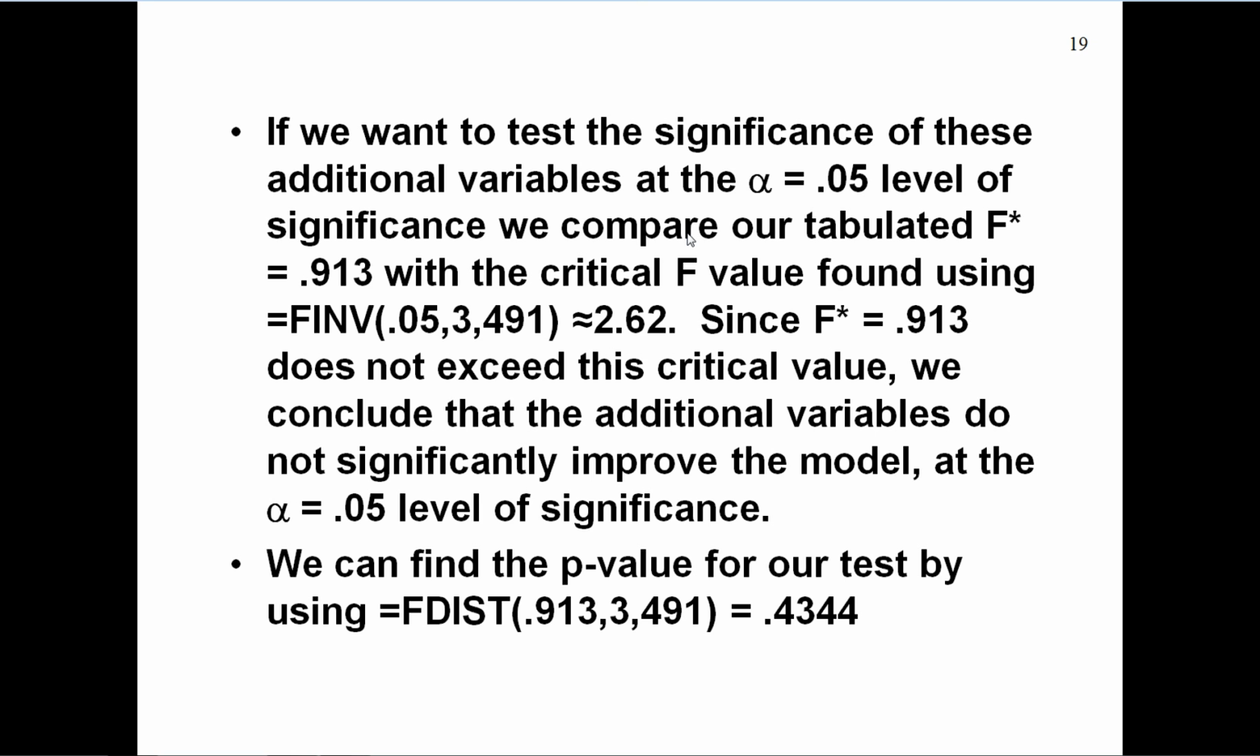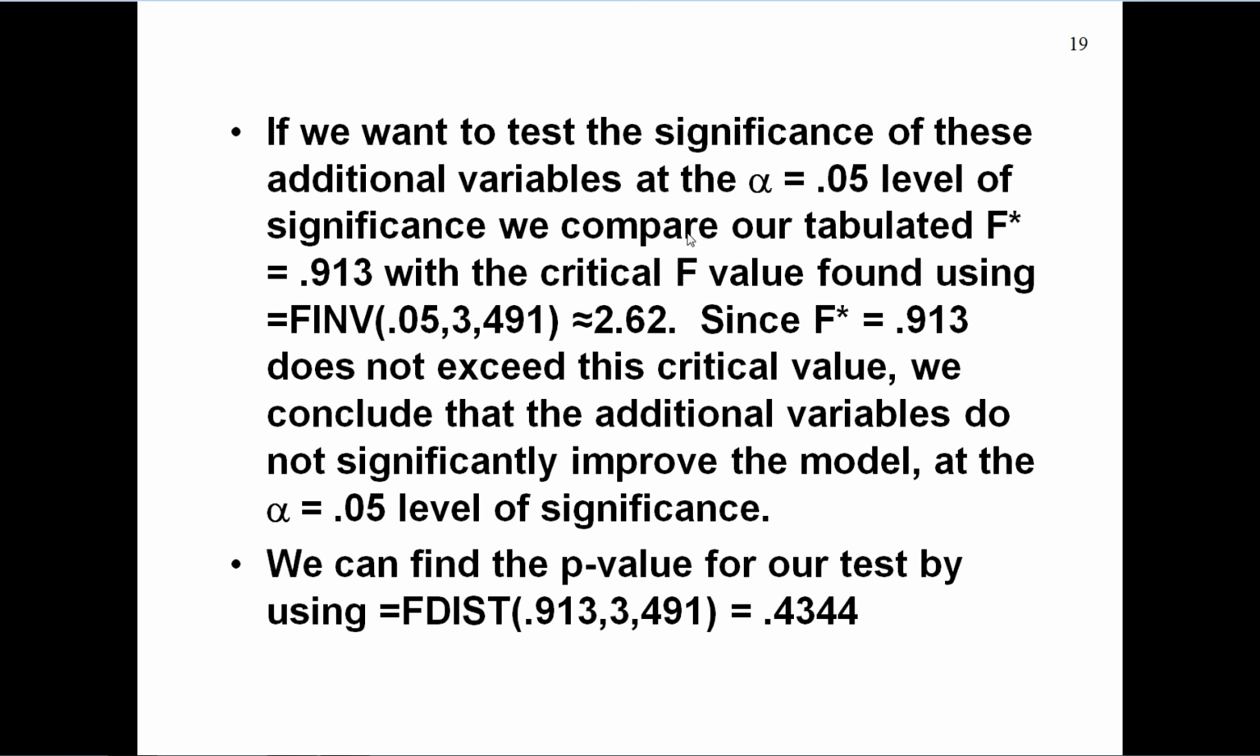And so 0.913 is not greater than 2.62. So at the 0.05 level, we would conclude that the additional variables do not significantly improve the model. But even if we ran the test at a level of significance of 0.43, we would still conclude the same. No one would want to do that, by the way. No one wants to take that risk of making a type 1 error, being wrong.